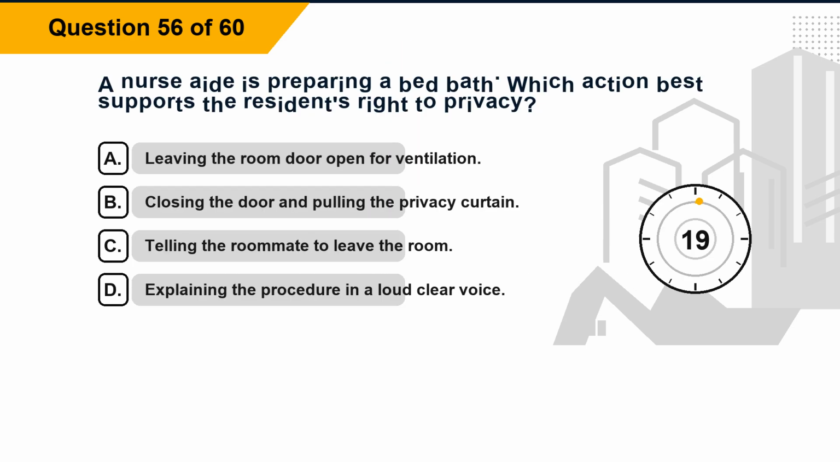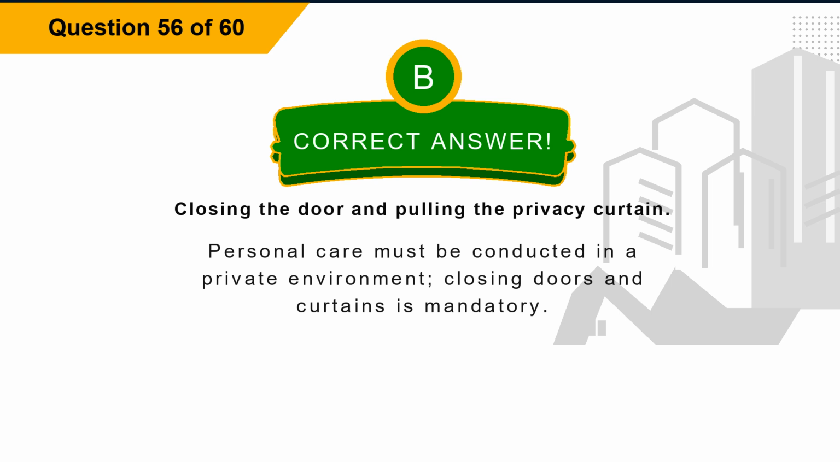Question 56. A nurse aide is preparing a bed bath. Which action best supports the resident's right to privacy? Option A, leaving the room door open for ventilation. Option B, closing the door and pulling the privacy curtain. Option C, telling the roommate to leave the room. Option D, explaining the procedure in a loud, clear voice. The correct answer is option B, closing the door and pulling the privacy curtain. Explanation: personal care must be conducted in a private environment. Closing doors and curtains is mandatory.